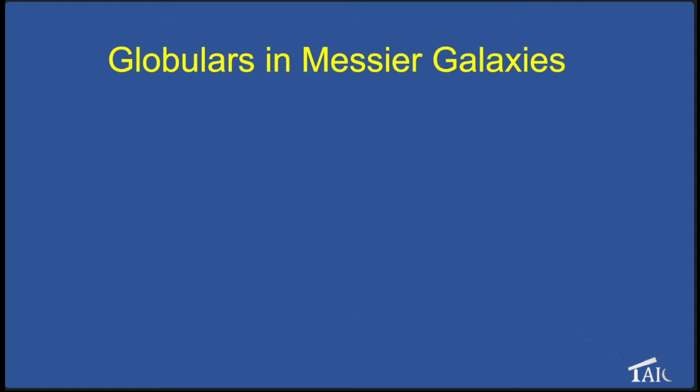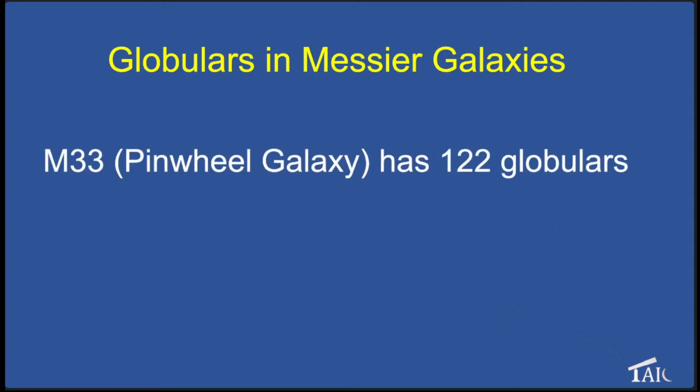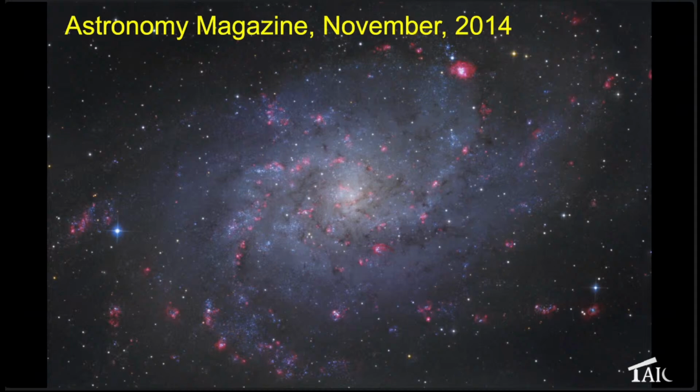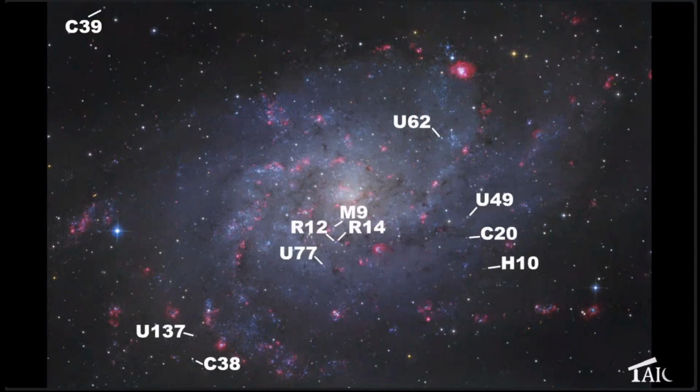Now, there are globular clusters in other Messier galaxies. For example, M33, the Pinwheel galaxy in Triangulum, is known to have 122 globulars. And if you have imaged M33 before, you may have imaged some of these globular star clusters without even knowing it. I have. This is an image of M33 I got published in the November 2014 issue of Astronomy. And it turns out that I actually captured 11 of M33's globulars in this image. I've probably captured more, but I don't have any way to identify them.